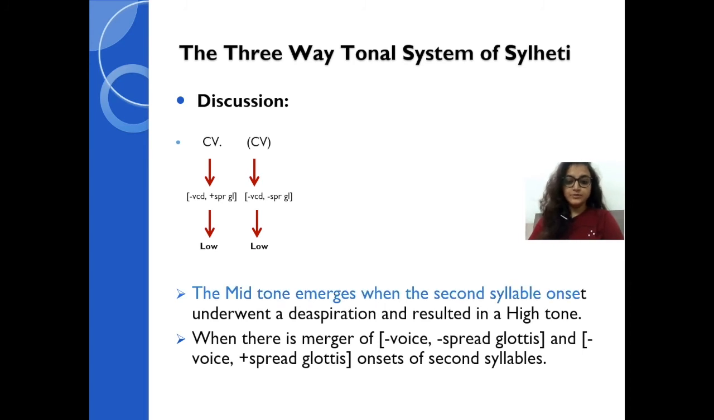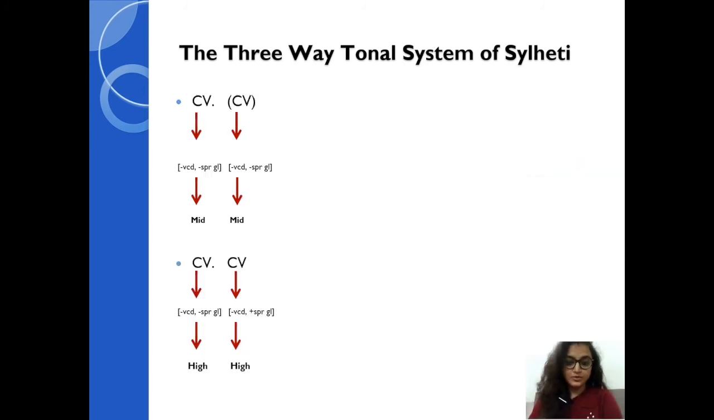Now the mid tone emerged only when there was a merger of aspiration contrast in the onset of the second syllable that resulted in a high and a mid tone. So for mid tone, when there was historically a voiceless unaspirated obstruent on the onset of the leftmost syllable, and there was no following syllable, or there was a following syllable where the onset of the second syllable was a voiceless unaspirated stop as well, that resulted in a mid tone.